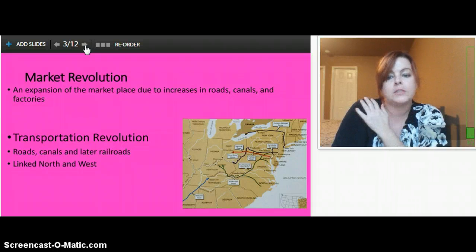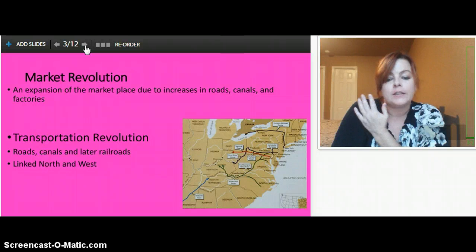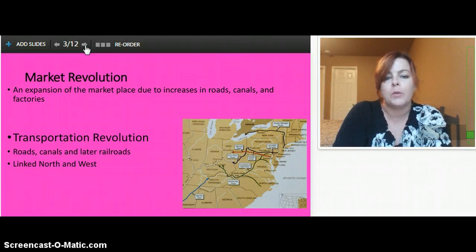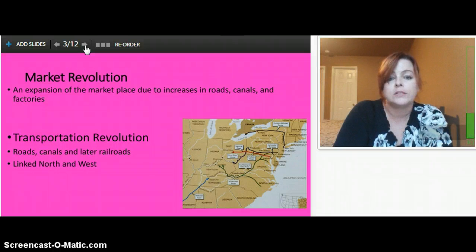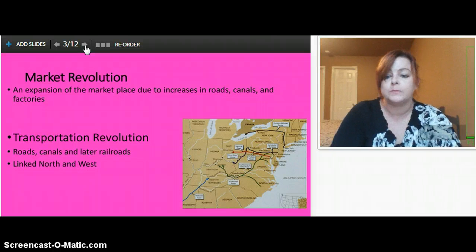Now, the market revolution is like the increase from an economy to a market economy, right? We're selling a lot of goods. We've got industrialization and factories, so this is that increase in marketplace goods. One thing that helps the market revolution happen is the transportation revolution: adding roads and canals, and then a few years later, railroads. That way you can ship goods very quickly and cheaply across the country and make those goods more available.